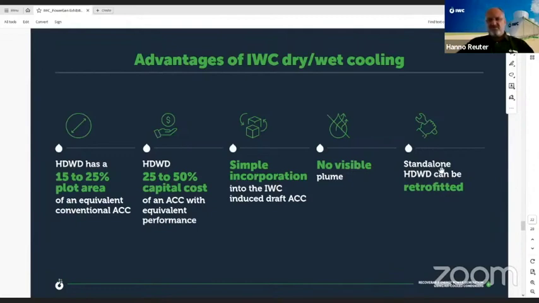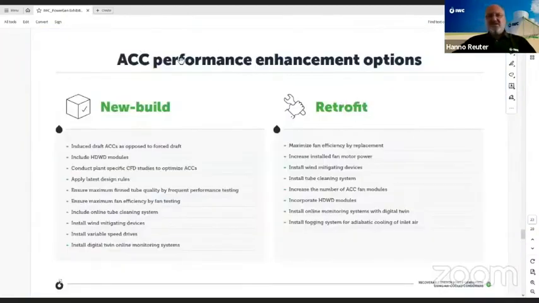These standalone units can also completely replace a conventional wet cooling system, which includes a surface condenser, pumping system and wet cooling tower. And we found, doing some studies recently, that the system seems to be significantly cheaper than a conventional wet system. So, ACC performance enhancement.